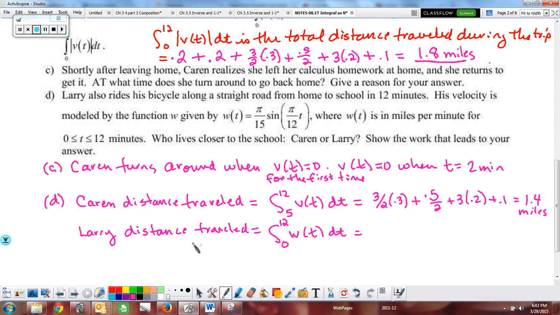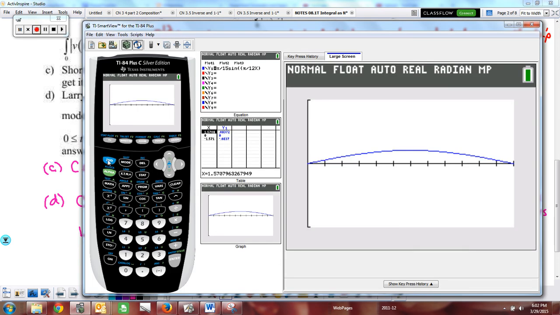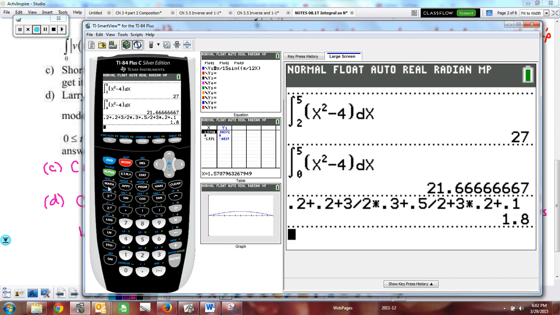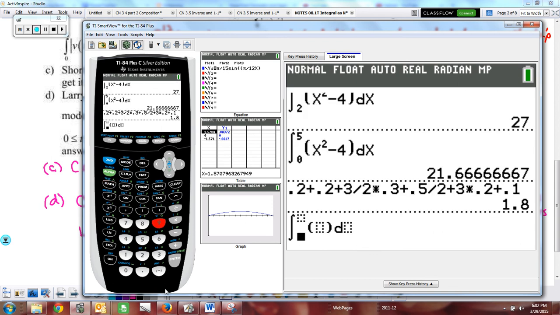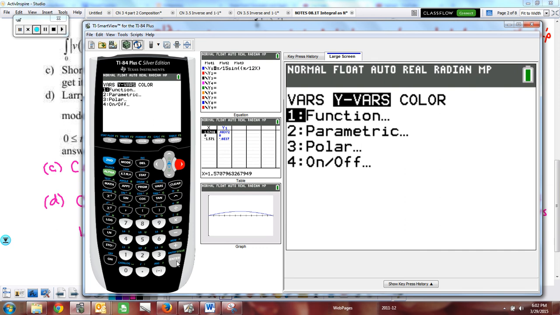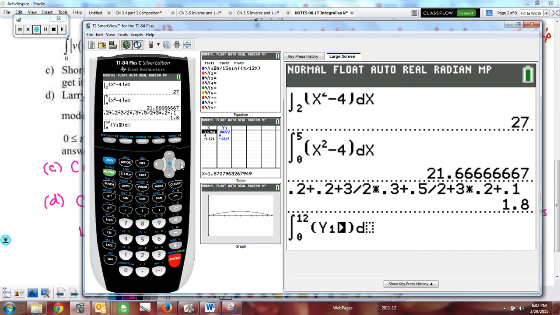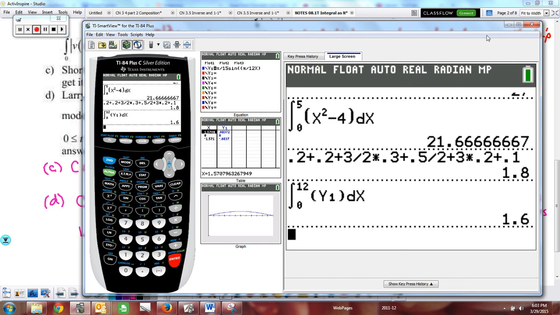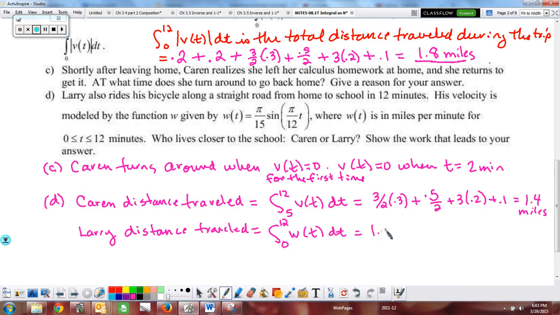All right. And then Larry's distance traveled from 0 to 12, you're just going to get it off your calculator. I have it in Y1. So I can come over here and do math, choose number 9. We're going to go 0 to 12, and we're going to put in our Y1, so vars, Y-vars, function Y1, with respect to x, and say calculator please tell me, and we get 1.6. So we get 1.6 miles for this one, and don't forget to answer the question.